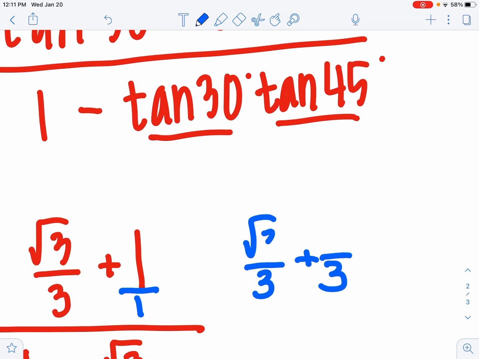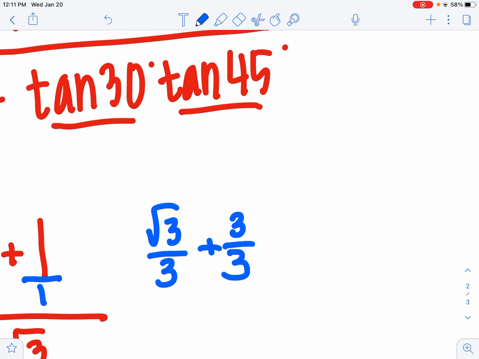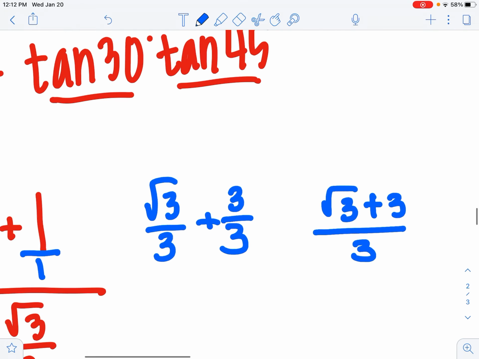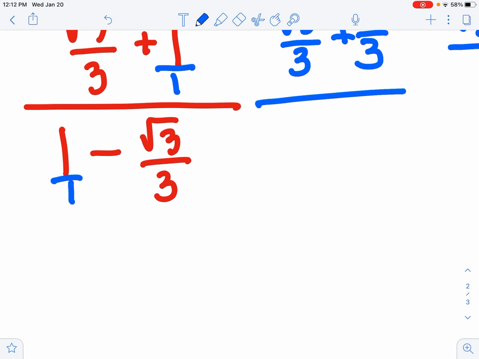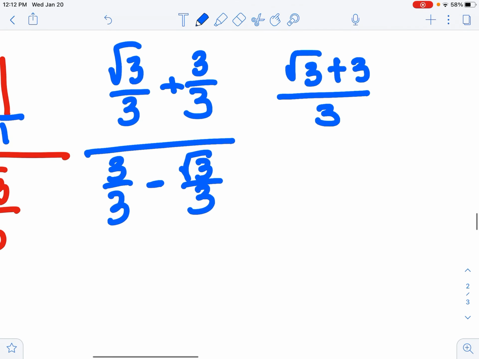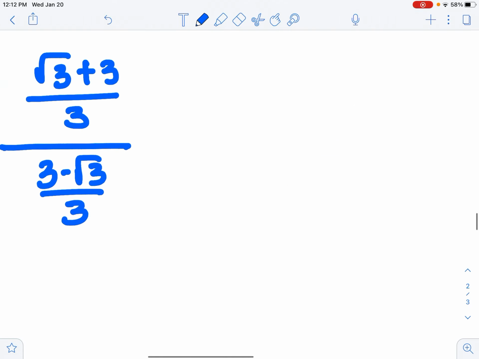I'll just not skip any steps so I don't lose any one. So this is still root 3, and I would have to times 3 on this one. So this new numerator becomes root 3 plus 3 all over 3. And now I need to do the same thing to the denominator. I need a common denominator, which is 3. So I'm going to do 3 and 3. A minus there. This would be 3 over 3. This would be root 3 over 3. So this new fraction is 3 minus root 3 over 3.